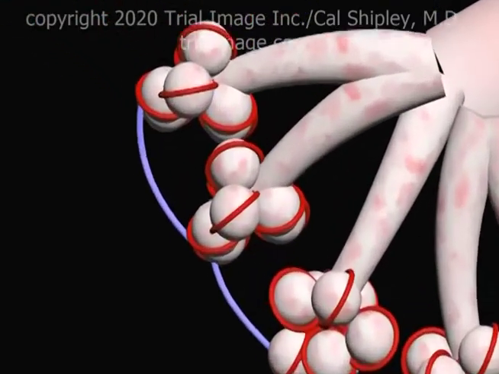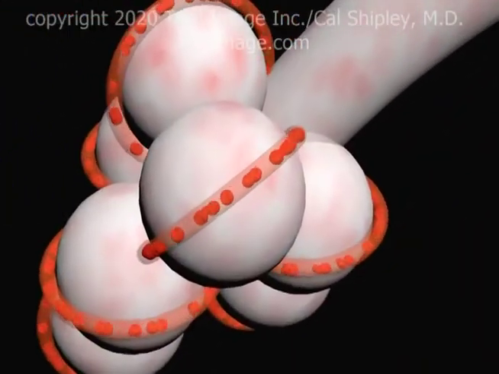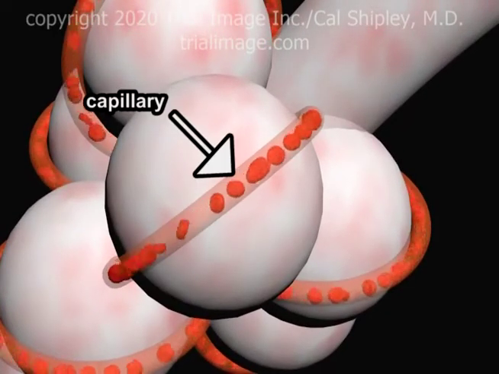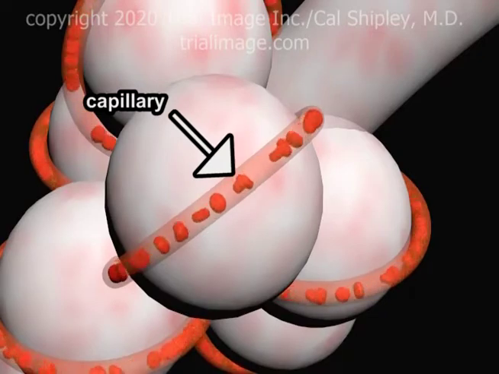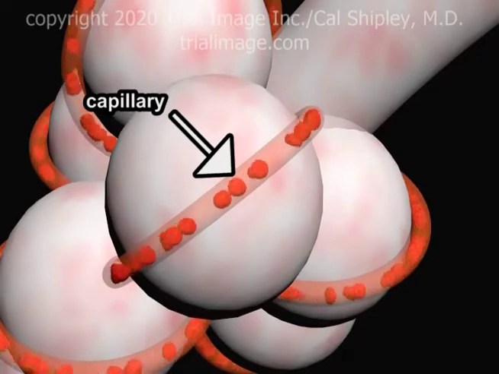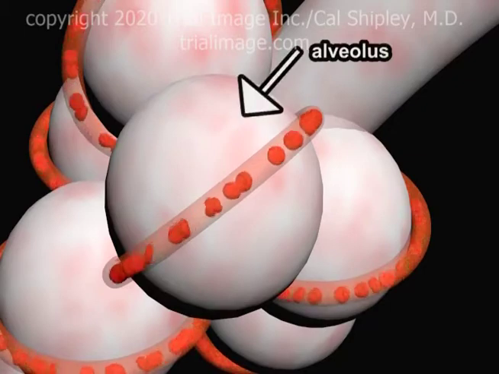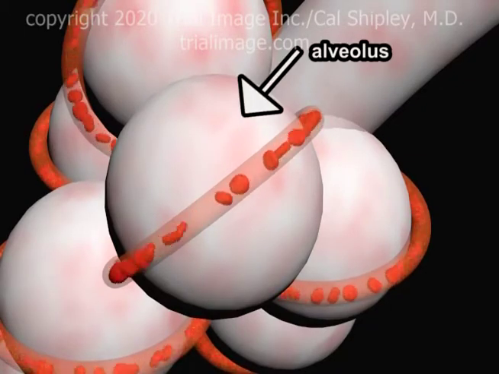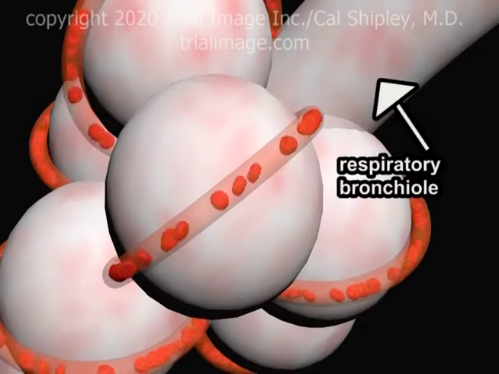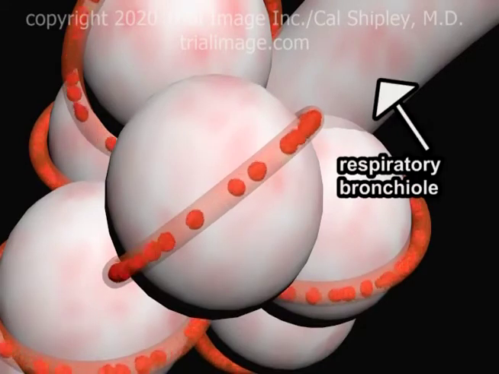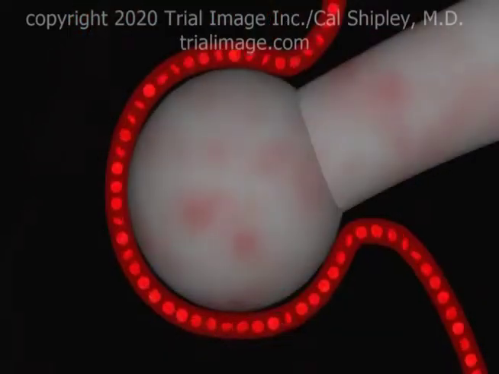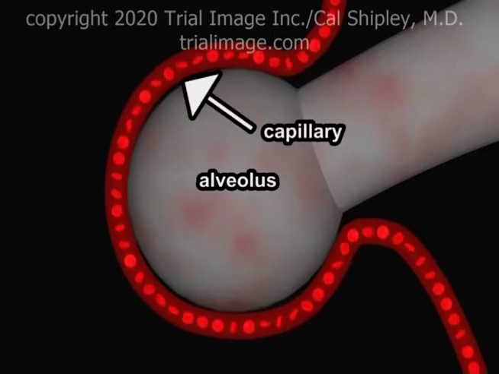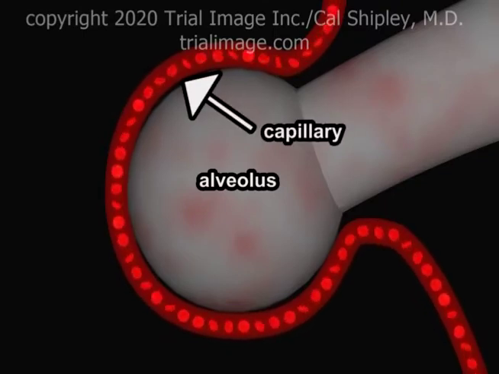Moving in closer now, we can see the intimate physical relationship between the capillaries and the individual alveoli. I have made the capillaries semi-transparent, exposing the individual red blood cells circulating through them. The capillary is in close contact with a single alveolus. As noted previously, a respiratory bronchiole is attached to the alveolar sac. Examining a single alveolus and capillary allows a more complete view of their anatomical relationship.